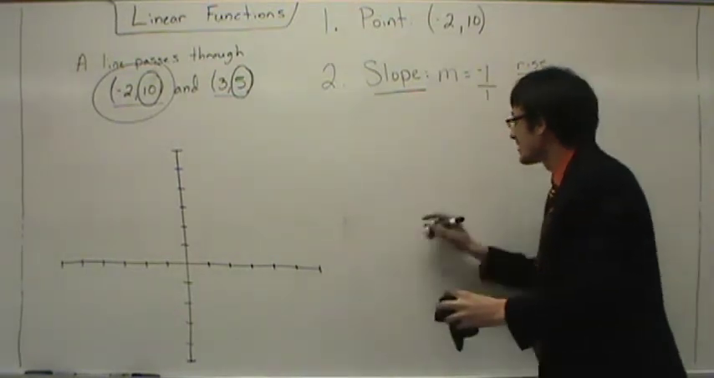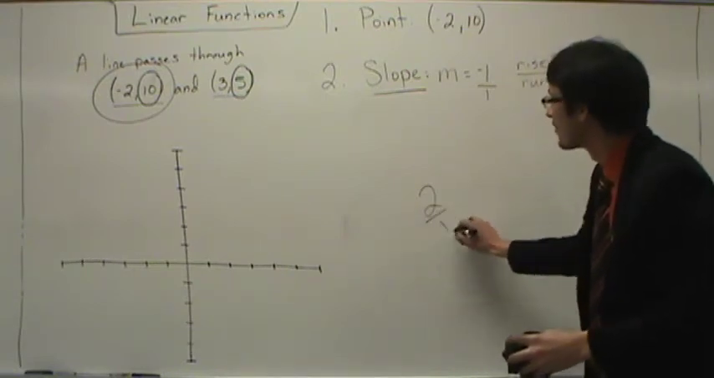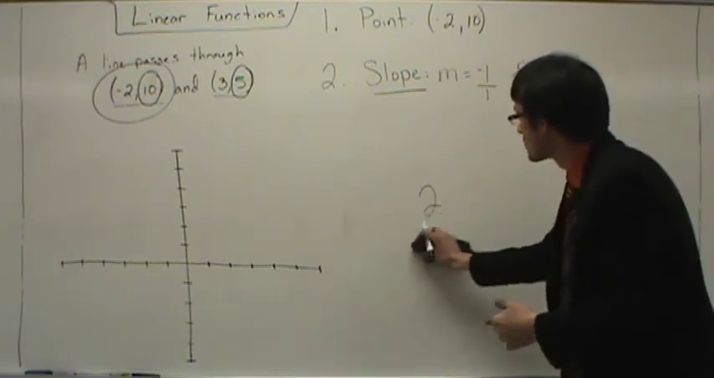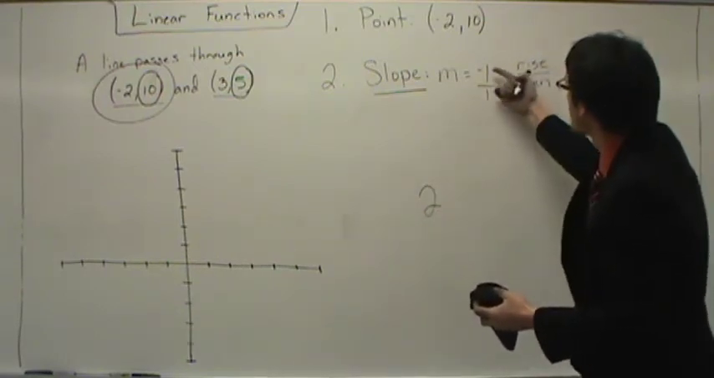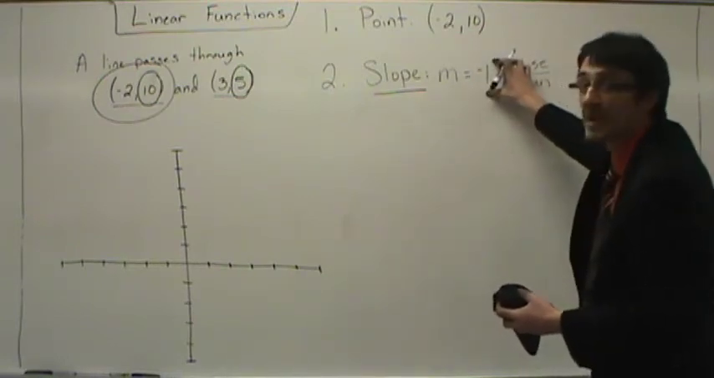Okay, when we write the number 2, it would be really hard to look at if we always wrote 2 over 1. Okay, we just write what? 2 over 1 is just 2. So you're just going to write 2. Negative 1 over 1, we're just going to write as what? Negative 1. So I want you to just leave your slope as negative 1.